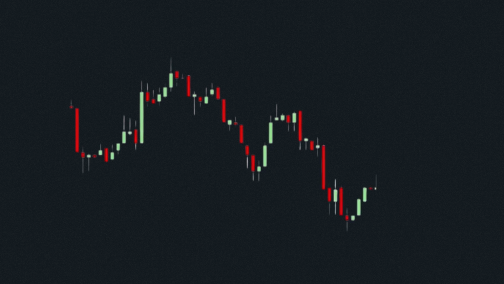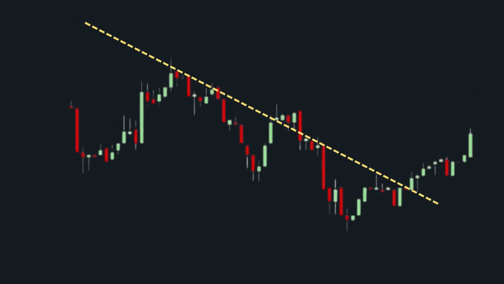Alright, here are 3 more big ones. First, the more touches, the stronger the line. It just makes sense, right? A line that's only been tested twice is interesting, but a line that's been hit 3, 4, 5 times and held, that's a line the market is clearly paying attention to. Second, watch that angle. If you draw a line that's super steep, like climbing Mount Everest, it's probably not going to last. Those kinds of moves just run out of steam.